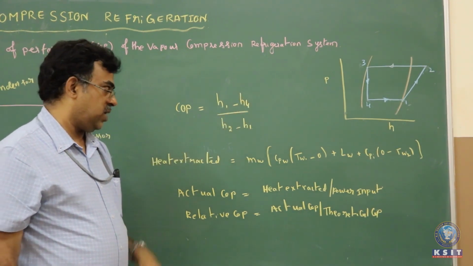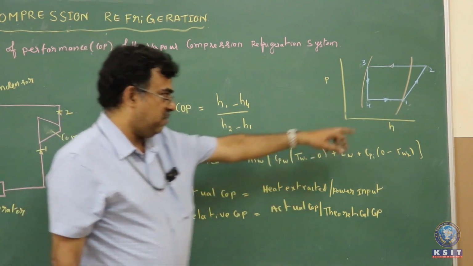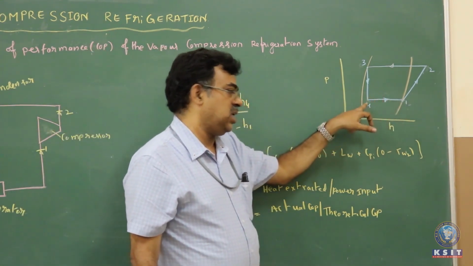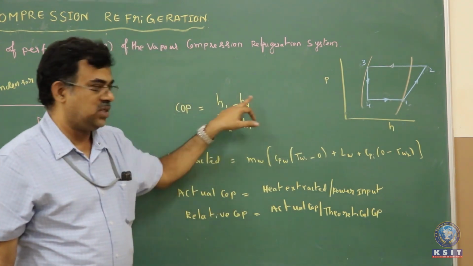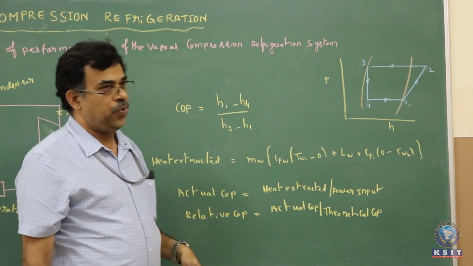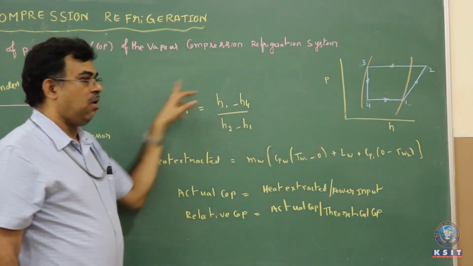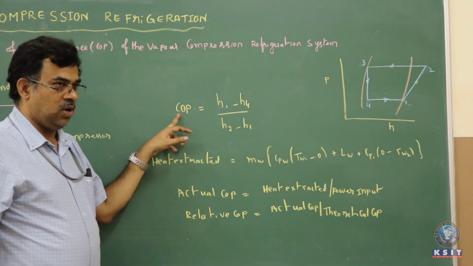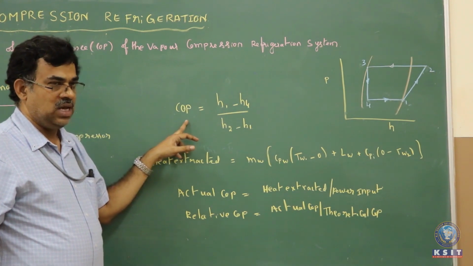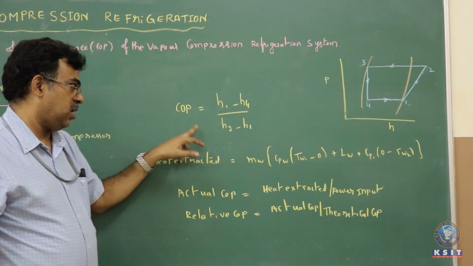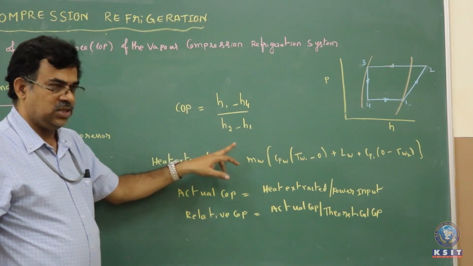Now you observe the figure, what is the refrigeration effect? Where does it occur? In the evaporator. That is H1 minus H4. And the work input to the compressor is what? H2 minus H1. Now you know all the enthalpies, so you substitute the enthalpies and calculate the theoretical COP.